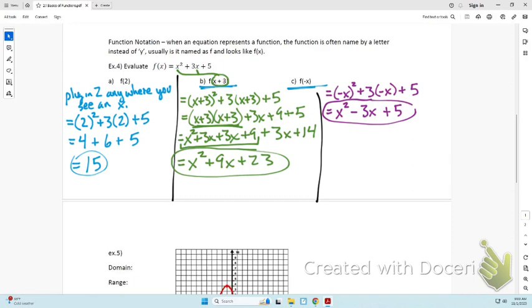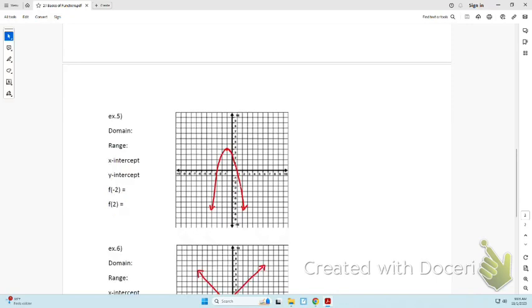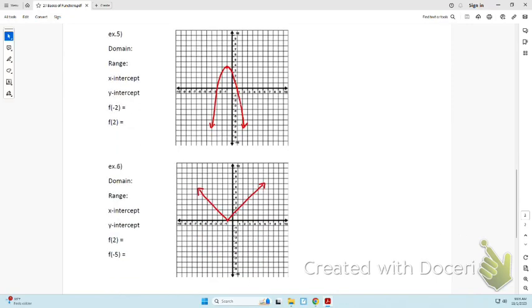All right, on number 5 on the back, this is where things get tricky. So when we describe the domain, you need to only look at the x-axis. We're going to read it left to right.